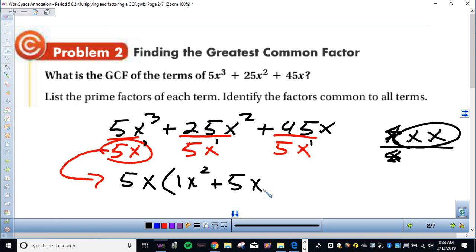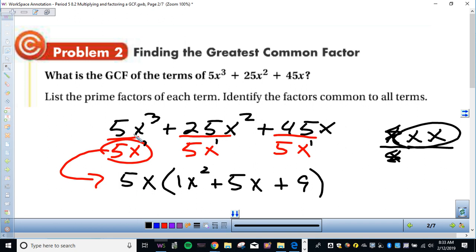X over x goes away, right? Cancel. 45 divided by 5? 9. Good. So, Casey, if we now take this 5x and multiply it back in, we end up where we started. So that's a good kind of built-in double check.